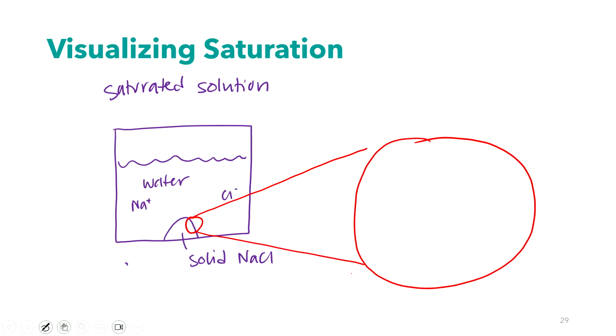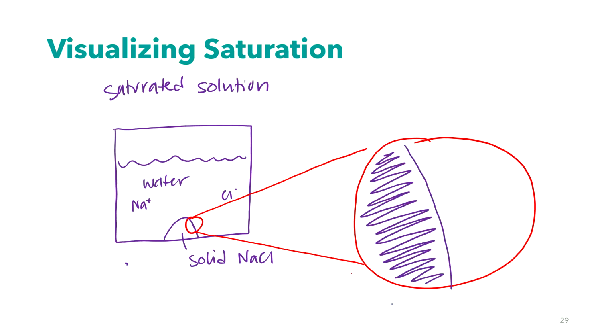Okay, so now I've got here's my solid. Okay, and here's my solution. I would see Na pluses leaving, and I'd see Na pluses going back in. I'd see Cl minuses leaving and going back in. And those are going to be at the same rate. So again, this dynamic, it is not static.